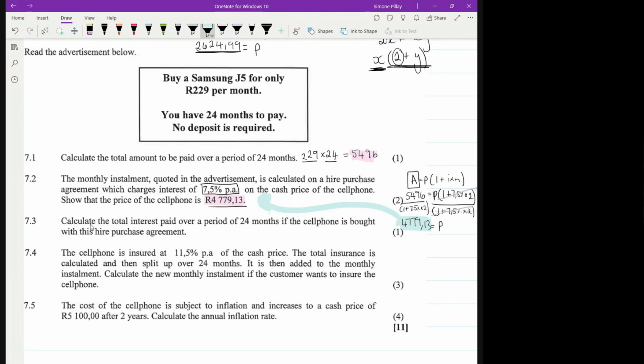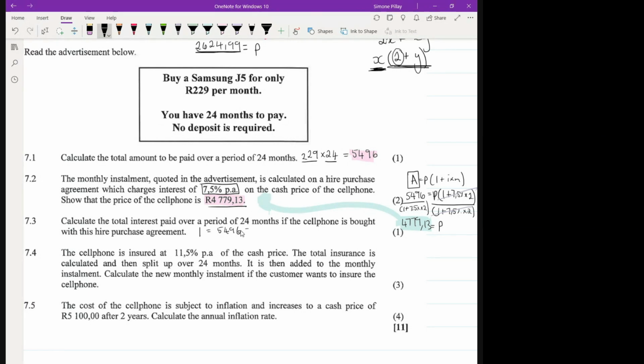The next question says calculate the total interest paid over a period of 24 months if the cell phone is bought with this hire purchase agreement. How are we going to calculate the interest? We take 5,496 and subtract 4,779.13. 100%. Thank you very much again, Tefofatso.